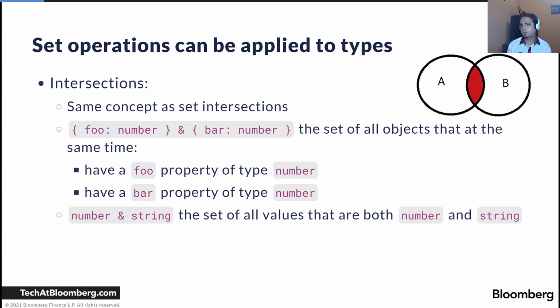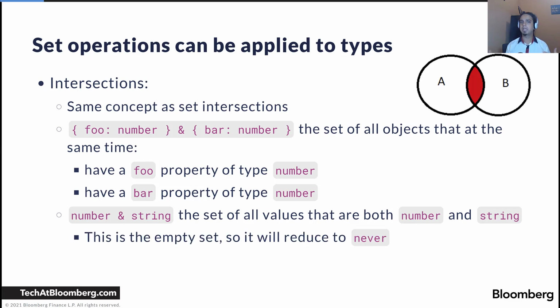And I know what you're thinking right about now. What value is both a string and a number? And the answer is that no value will satisfy this intersection. So what we get is actually the empty set, which reduces to the type never. And we will see this happening in several places where intersections that can never happen will reduce to the never type.